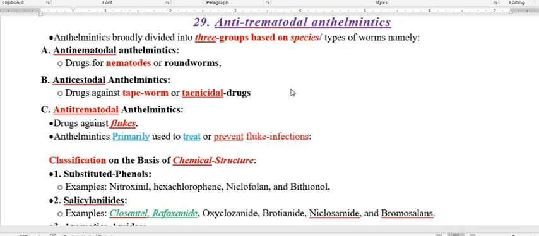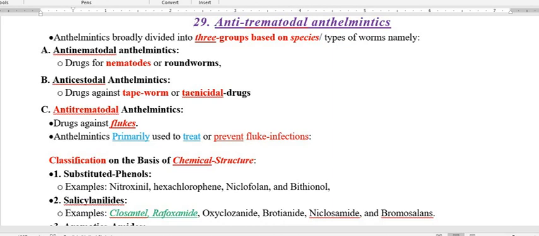So let us start another theory class under the anthelmintics, that is antitrematodal anthelmintics. First we have to define what is the meaning of antitrematodal anthelmintics. The name itself defines the antitrematodal anthelmintics.